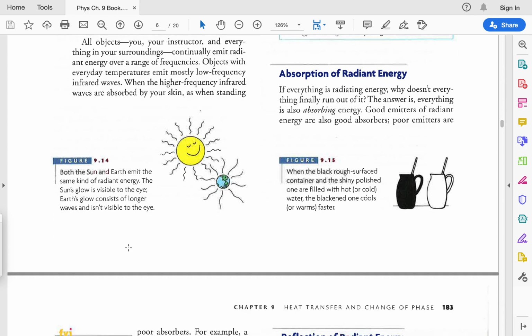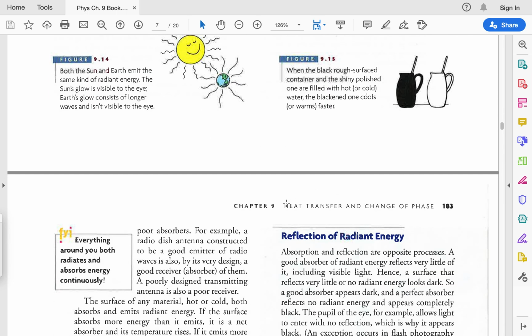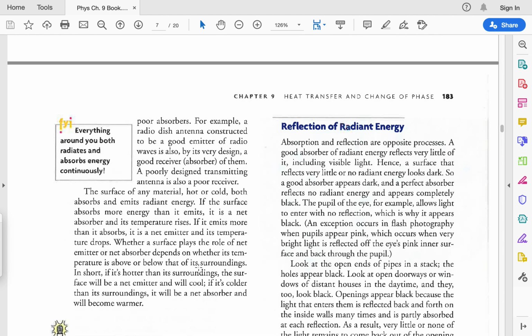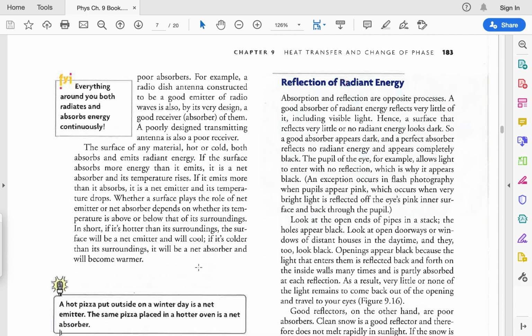Moving forward, absorbing energy. Good emitters of radiant energy are also good absorbers. Poor emitters are also poor absorbers. For example, a radio dish antenna constructed to be a good emitter of radio waves is also a good receiver of them. So something that is poorly designed for receiving will also be poor for transmitting.